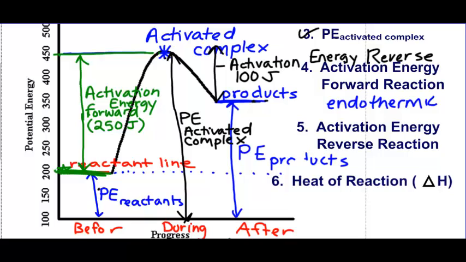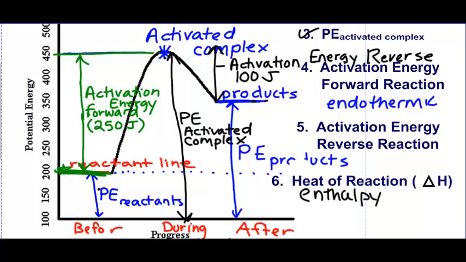for tonight, is this heat of reaction. Heat of reaction is the difference between the potential energy of the products and the potential energy of the reactants. It's the difference between those two lines. So what is unique about the delta H, or the heat of reaction, it's also called enthalpy of the reaction, is it doesn't touch the top of the hill.